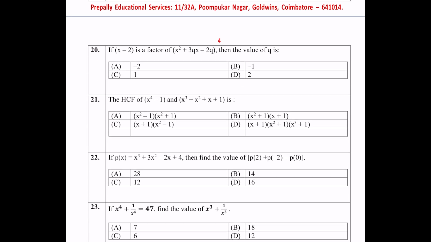Okay. Now the question number 20. Here it is given like x minus 2 is a factor of this thing. Then here we have to find the value of the q. So here we can apply the remainder theorem. So x minus 2 is equal to 0. It means x is equal to 2.